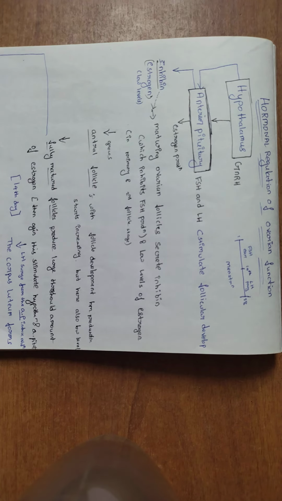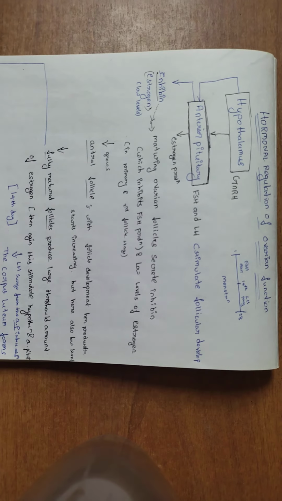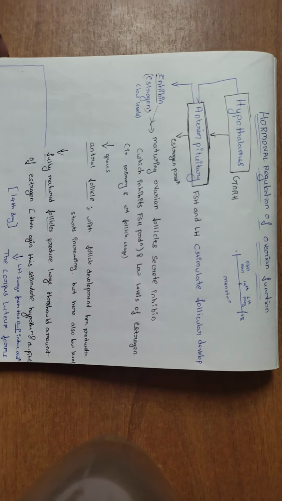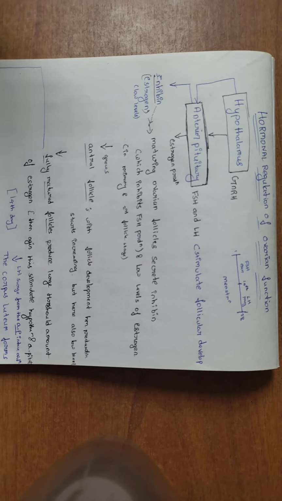With this, one more hormone is also produced, called inhibin, which inhibits the production of both hormones when their level is increased. Now let's see how estrogen is first produced, then how it's stopped, and then how progesterone is produced.